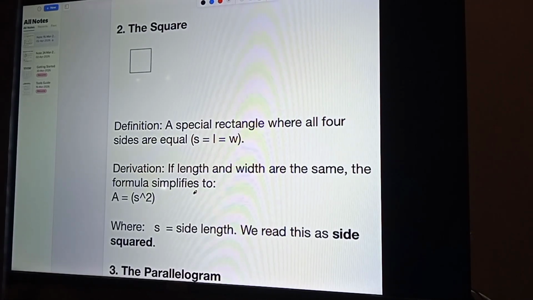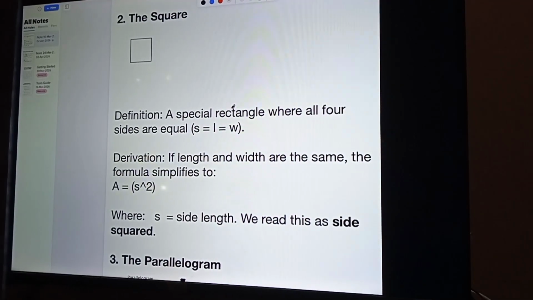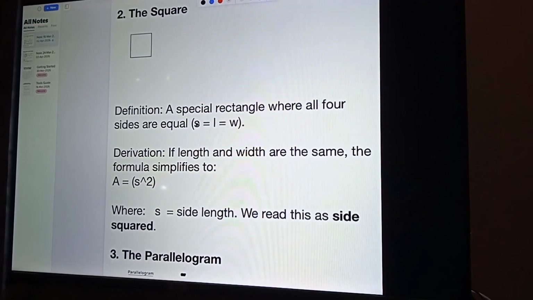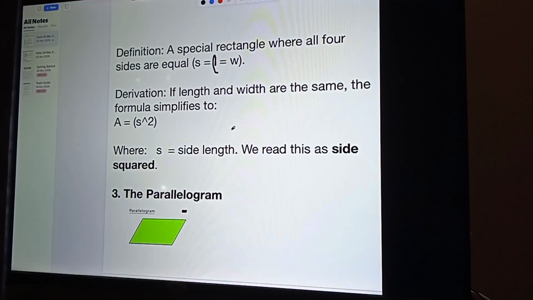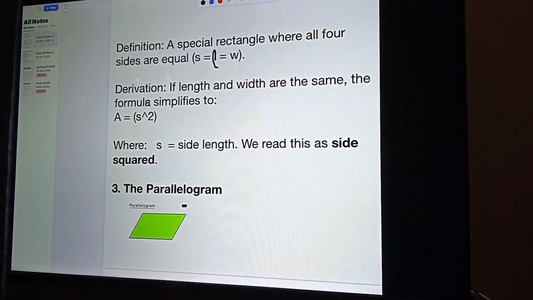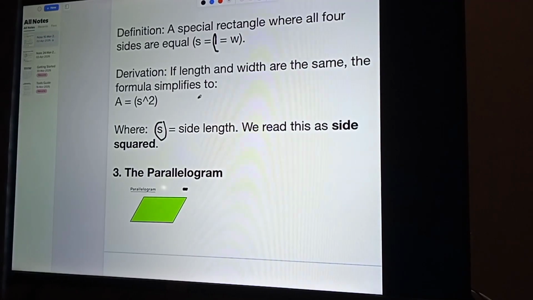Now, a square is a special rectangle where all four sides are equal. That is, side S is equal to length L and width W. So if you want to derive it from that rectangle, you just take the side length S and take its square, S squared. So this will give you the area of a square.